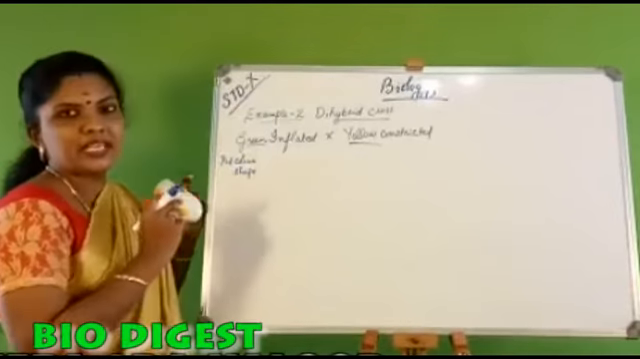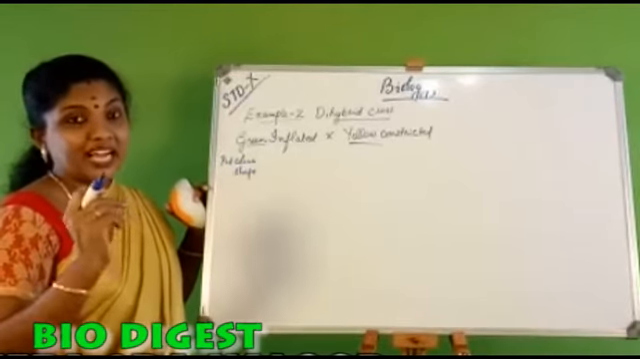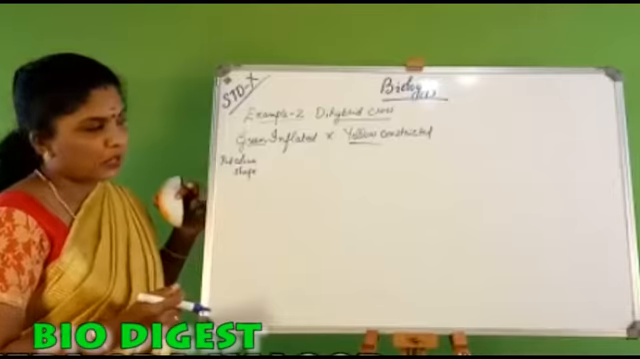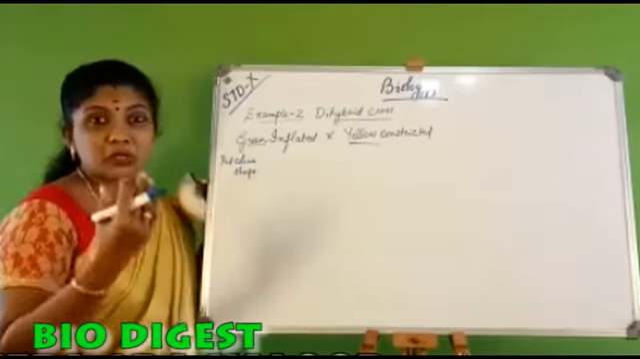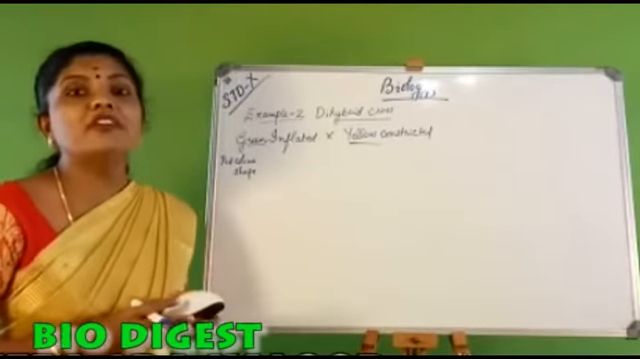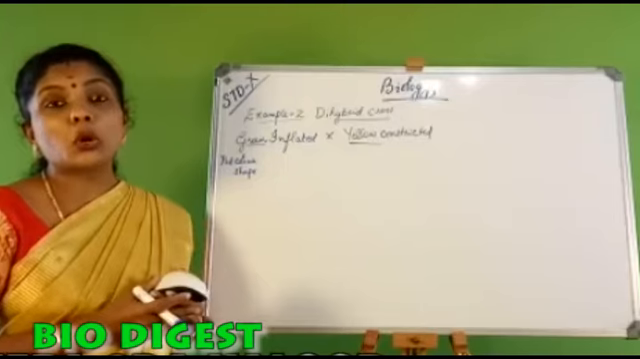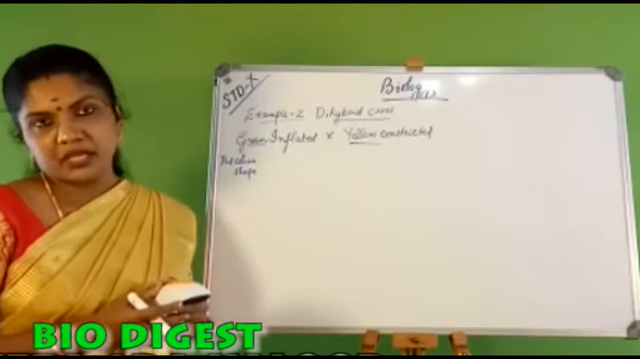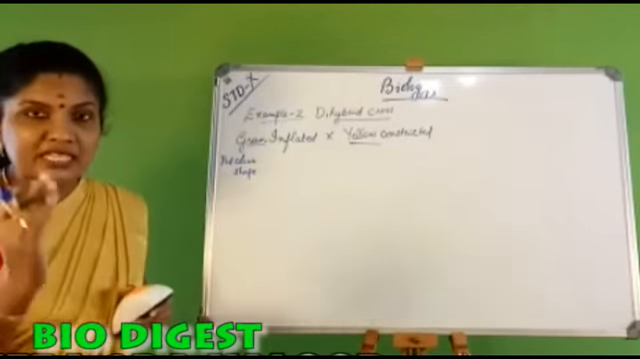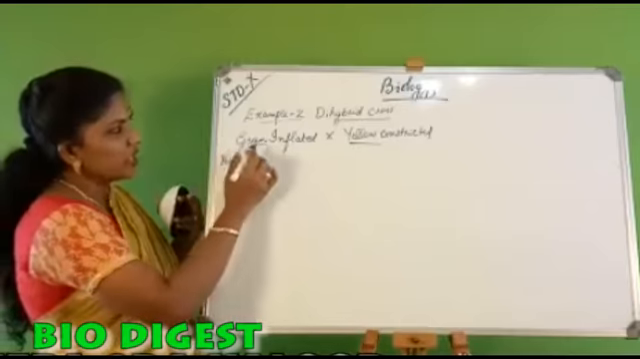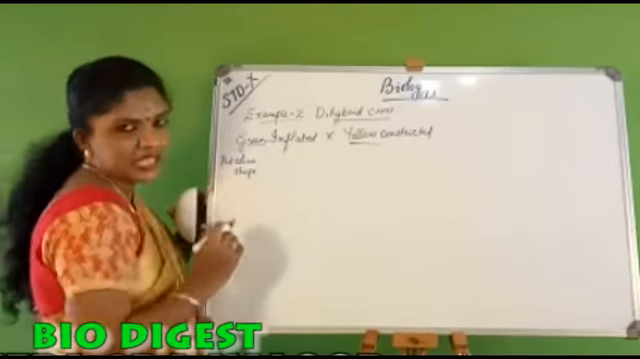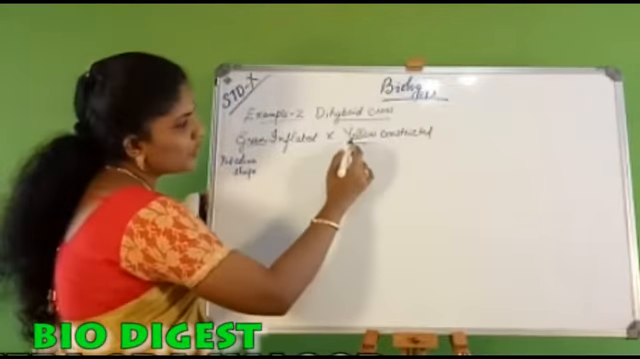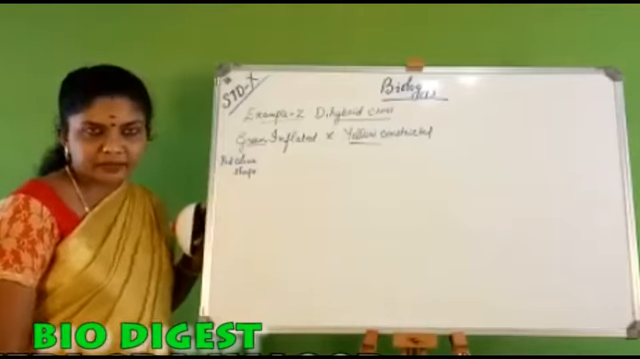So moving to example number 2 of dihybrid cross. Okay. So dihybrid crossing. Crossing, I told you, is breeding of two different plants having two contrasting characters. Contrasting means opposite character. So here I have written green inflated crossed with yellow constricted.